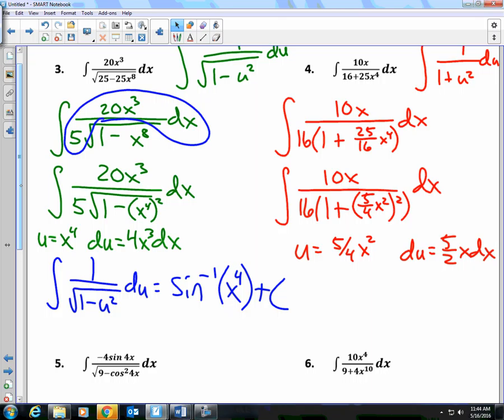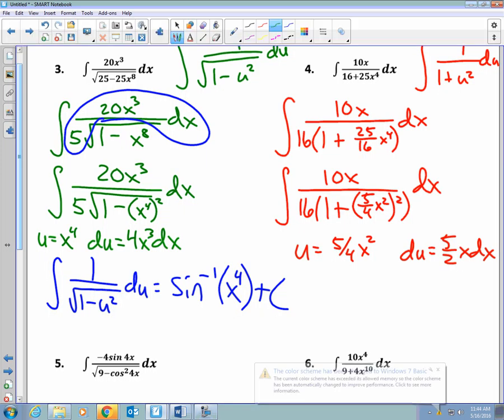All right, so here we go. We can see that u is equal to 5 over 4 x squared, so du is 5 over 2 x dx. Do you have a 5 over 2 x dx? You don't. So what do I do? I need a 10 on the top, so I'll multiply by 2 on the top, and I need a 16 on the bottom, so 8 on the bottom. 2 eighths, or 1/4.